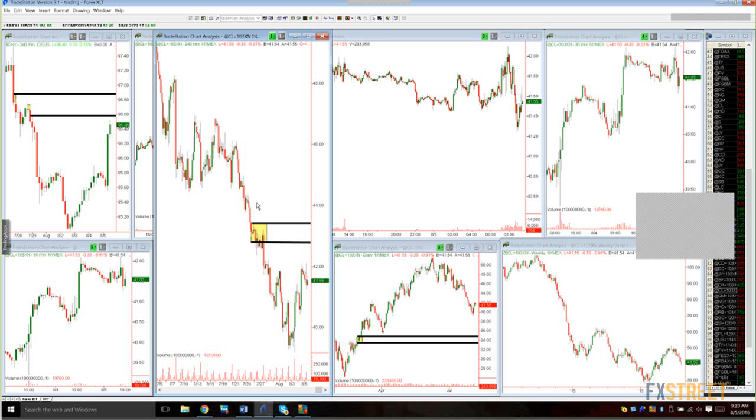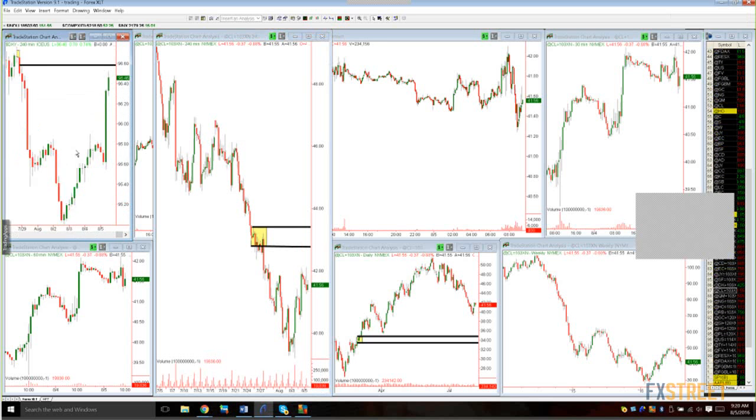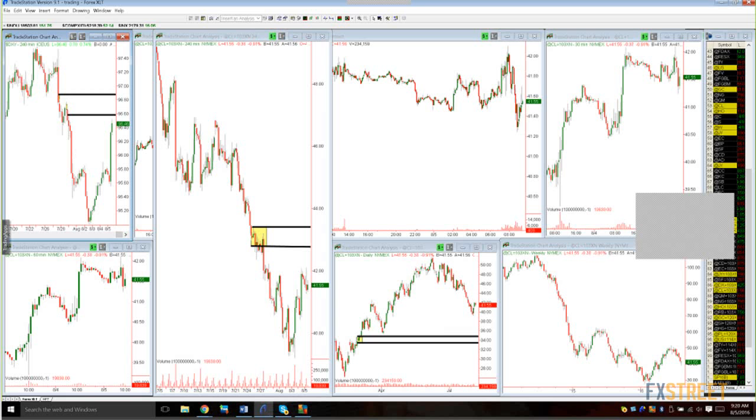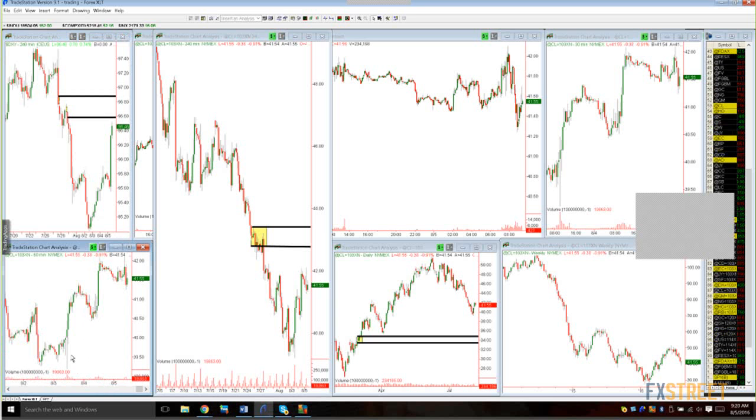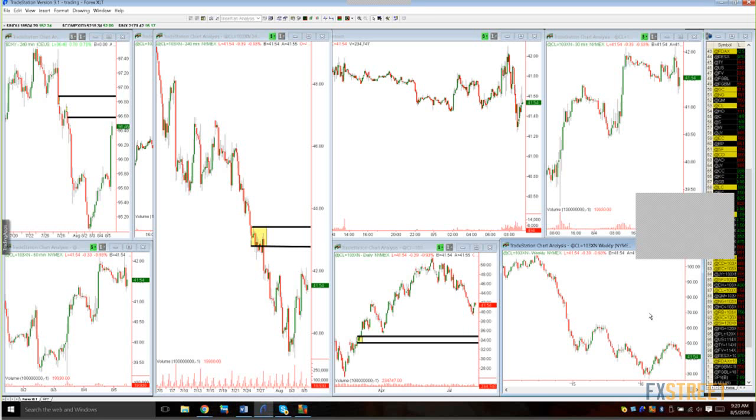All right, let's move on. All right, let's keep going. Let's see the next market. Oh yeah, we're going to look at the pound. Sorry about that. I was kind of looking through the list here. There we go.